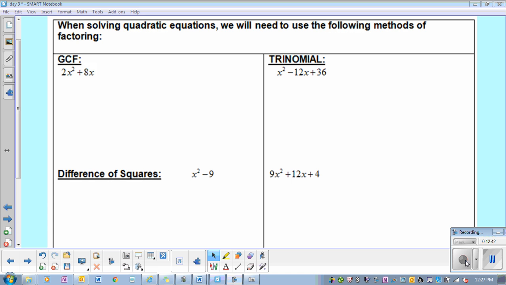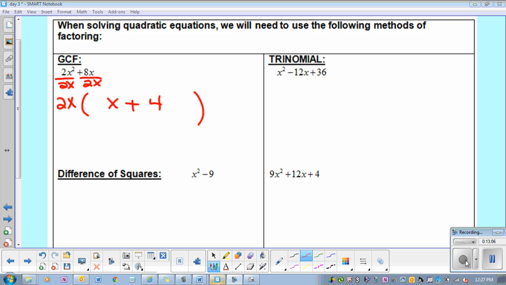All right, so let's review factoring. We're going to start this lesson on solving by factoring. All right, so GCF is the first method. 2x squared plus 8x. What's my GCF? 2x. Okay, so this is basically what we just did in the homework, right? X plus 4. Yes?